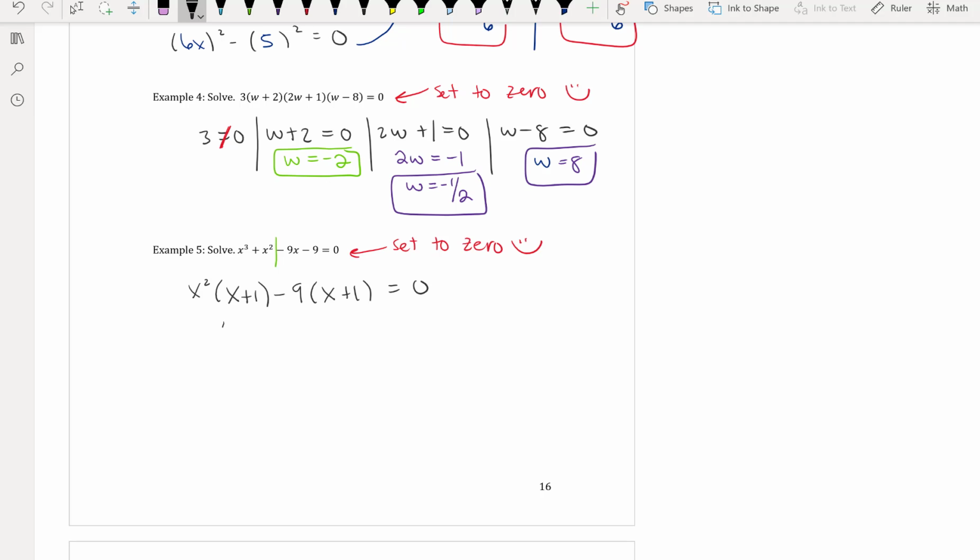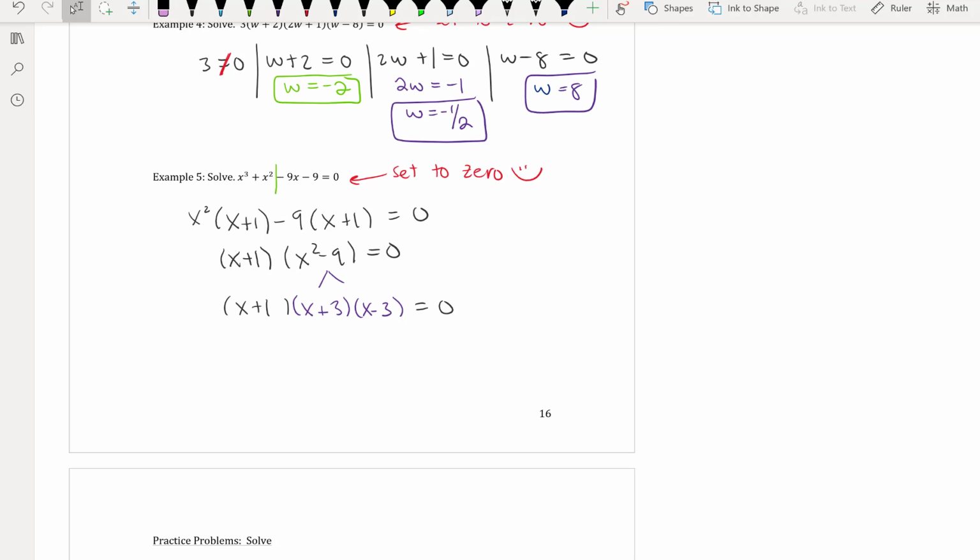all equal to 0. So x plus 1 is the common binomial factor, and I have an x squared minus 9, all equal to 0. But don't forget that this is also a difference of squares. This can go even further. 9, the perfect square root, is 3. So I have x and x. And since it's the difference of squares, I know I'm going to have opposite signs, so I have plus and minus. And don't forget that I have that x plus 1, and all of this is equal to 0.